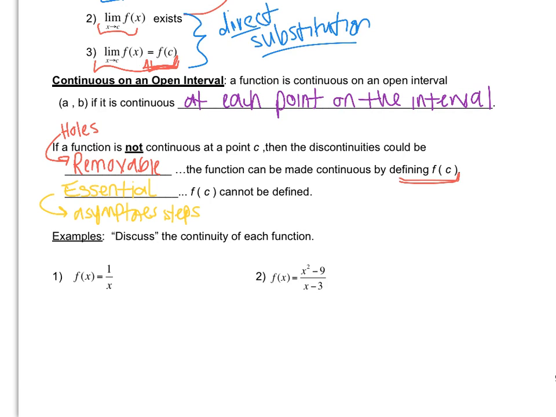Okay, so a lot of this is going to be review. Discuss the continuity of each function. When I say discuss the continuity, I want to know where the discontinuity is and what type of discontinuity it is. In this case, with f of x equals 1 over x, hopefully by now you can visualize what that function looks like. You saw quite a bit at the beginning of Math 3, and we've discussed it a little in pre-calc. This has a discontinuity that's an asymptote, so it's an essential discontinuity at x equals 0. So we would say discontinuous at x equals 0, and it's an essential discontinuity.